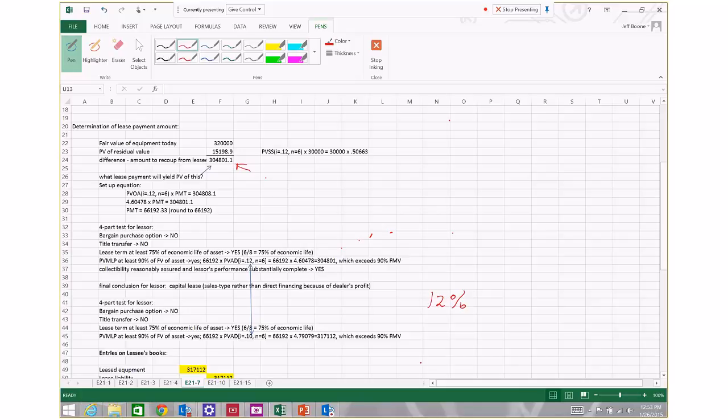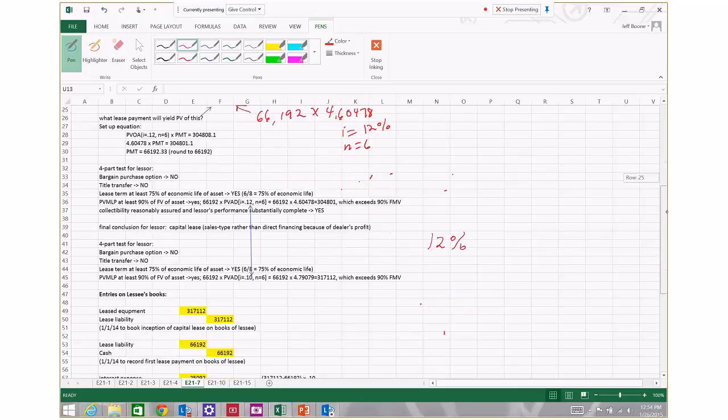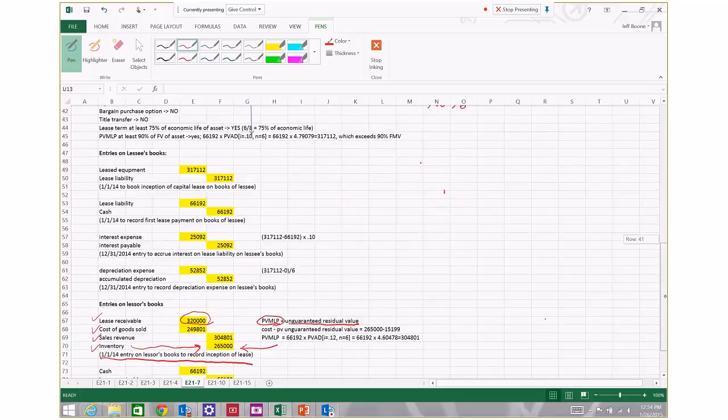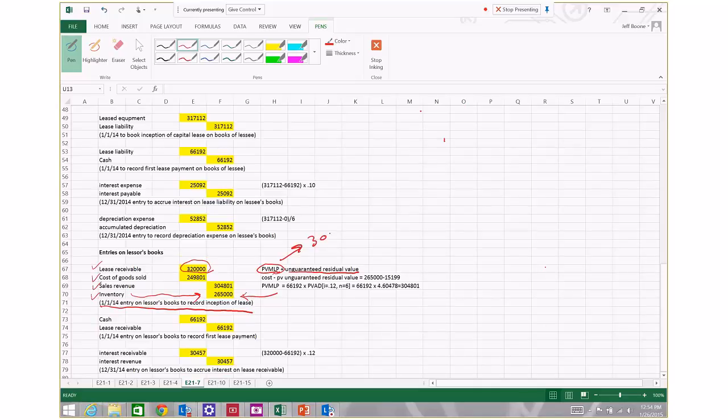That's calculated by taking the payment amount of $66,192 and multiplying it times the present value of an ordinary annuity factor where I is equal to the lessor's implicit rate of 12% and N is equal to the lease term. So $304,801.10, that's the present value of the minimum lease payments for the lessor.